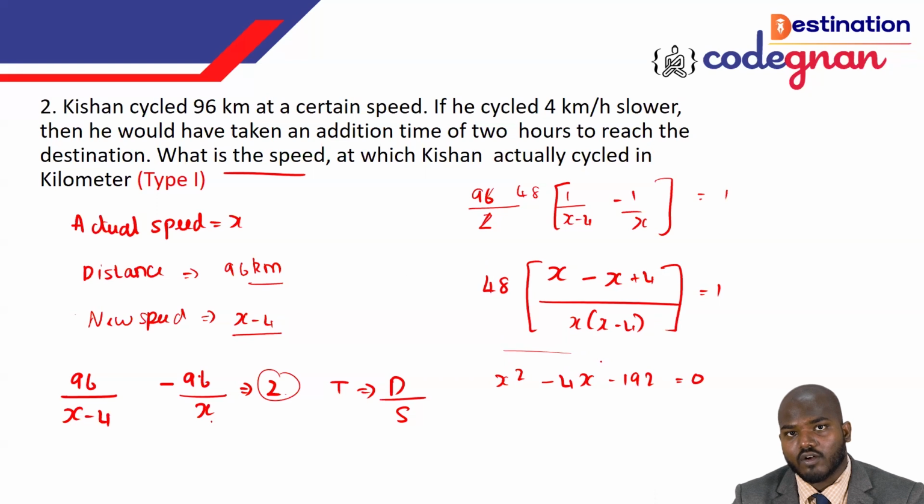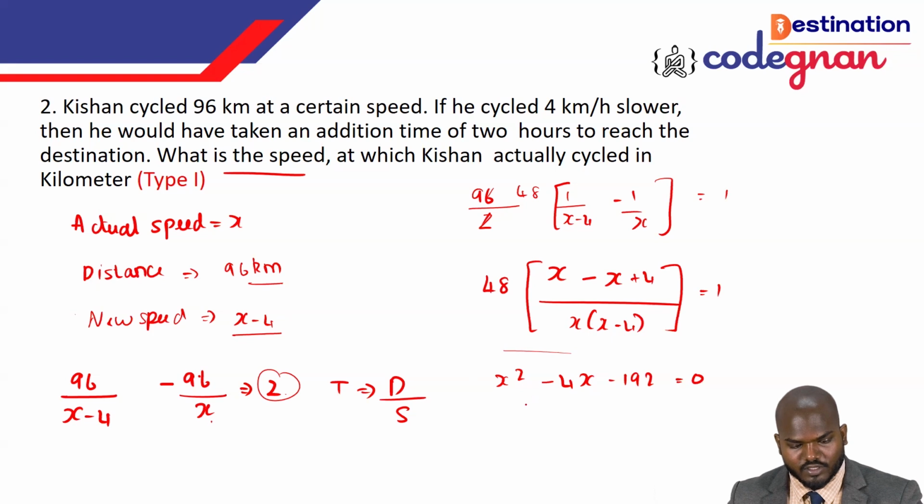So how can I find this out? You see 192, it is happening. If I want to multiply, I'll get the value 192. If I'm making the addition or the subtraction, I need to get the value 4x. How can I get it? The only possible values are 12 and 16. If you multiply 12 times 16, we get the value 192. And if you make the subtraction also, it will give you the value 4x.